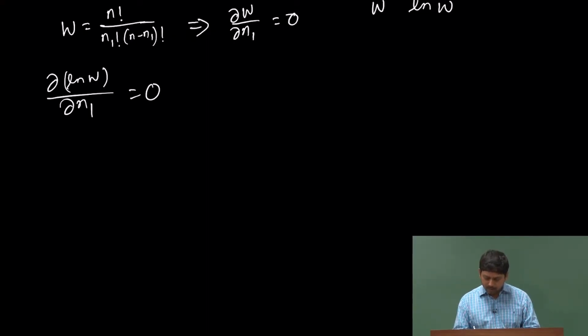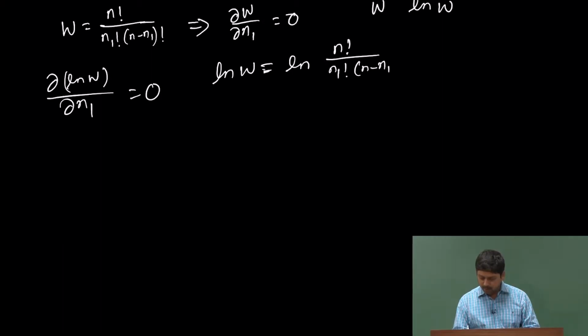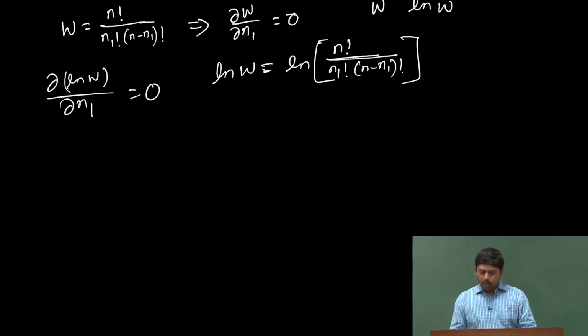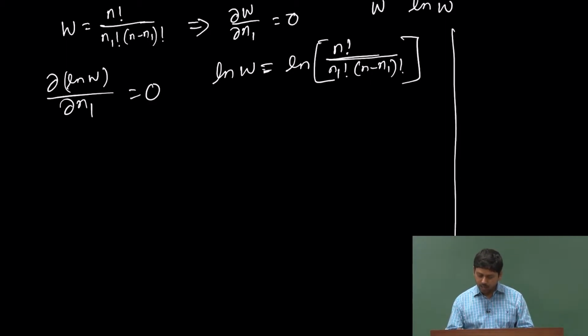Ln of W is then ln of n factorial by n 1 factorial and n minus n 1 factorial. So, that is the ln. Now, in this particular case we are going to use something called Stirling's approximation. We are going to write it here, and that is true for large n. Remember, it is not true for all possible n's, it is only true for large n. So, Stirling's approximation says that ln n factorial is n ln n minus n.